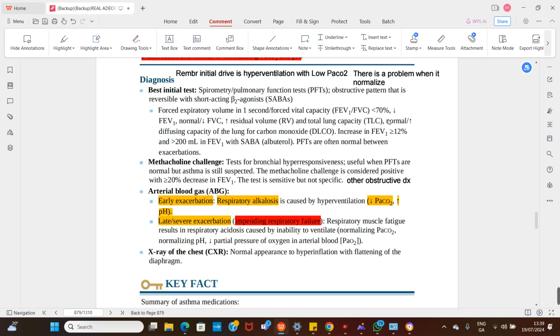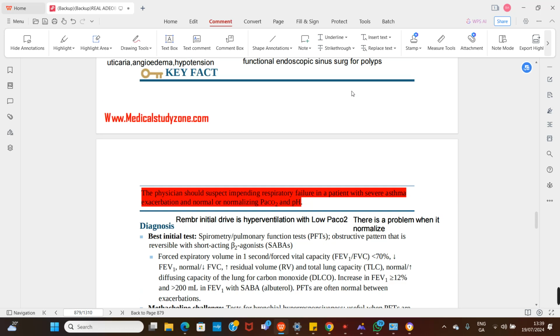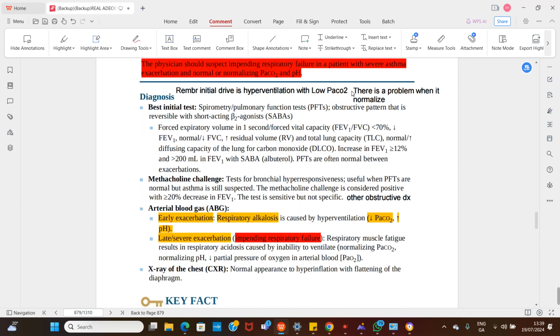Now, this is another area that they usually watch for in our exam: diffusing capacity using carbon monoxide. So DLCO in asthma increases or is normal. In COPD, it usually reduces. But here we are talking about asthma, not COPD. So your DLCO can be normal or can increase, but it will never fall.